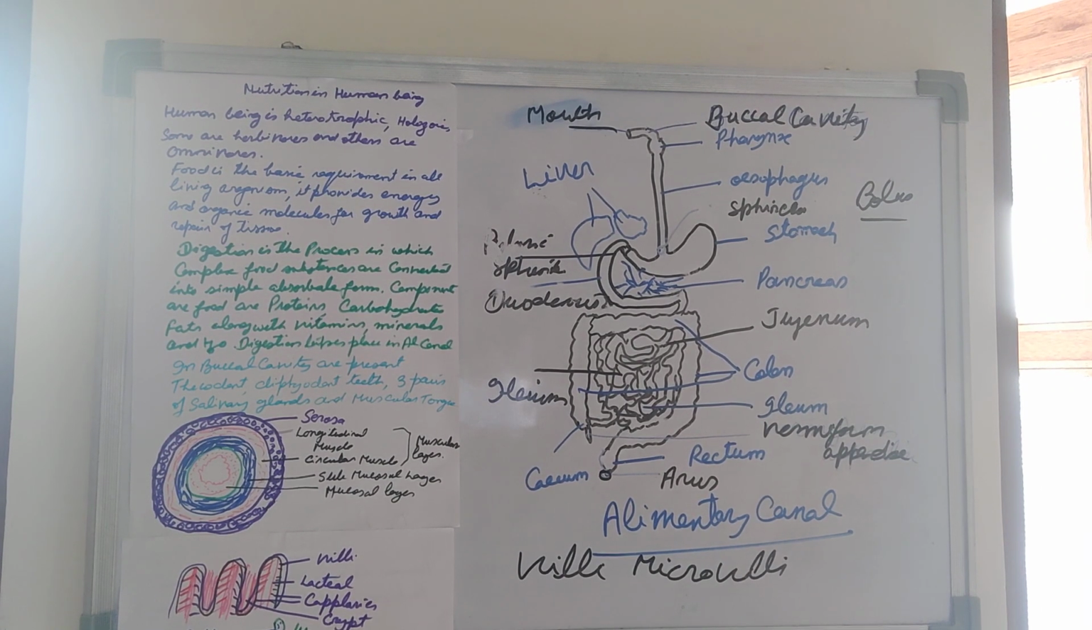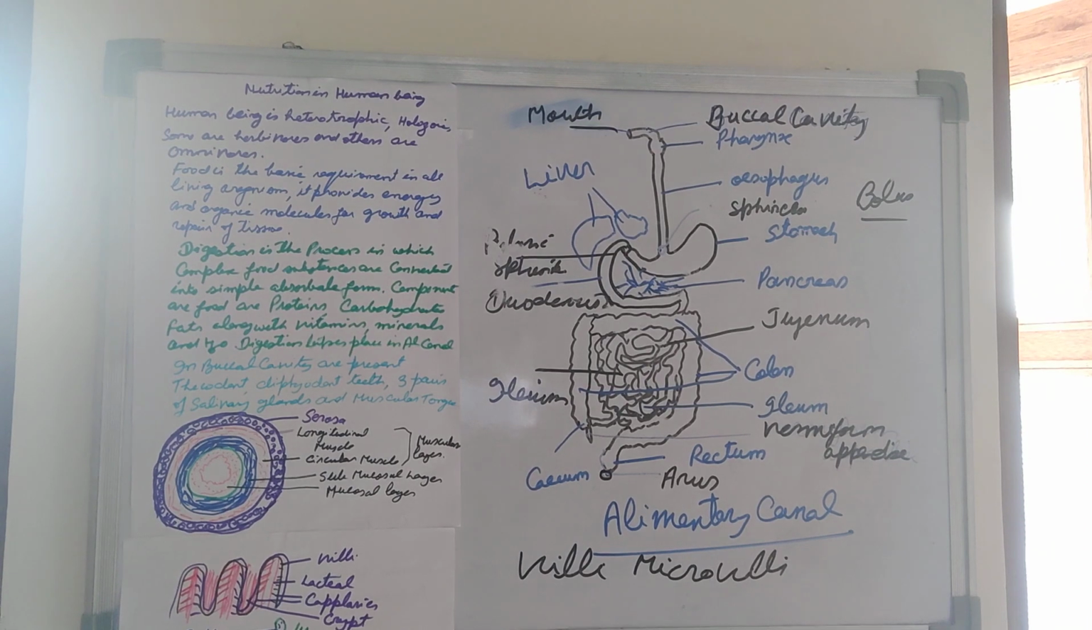Then these teeth, in the case of human beings, are of 4 kinds: incisor, canine, premolar and molar. Incisors, the front teeth in our mouth, help in cutting the food material. Canines help in tearing the food material. Premolars help in tearing and grinding, and molars also help in crushing the food.